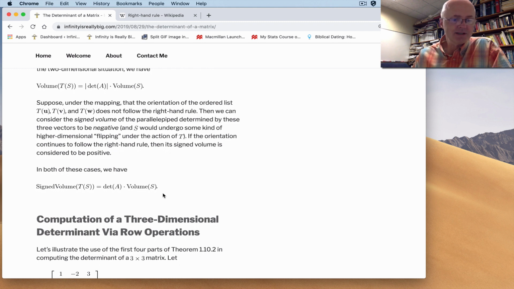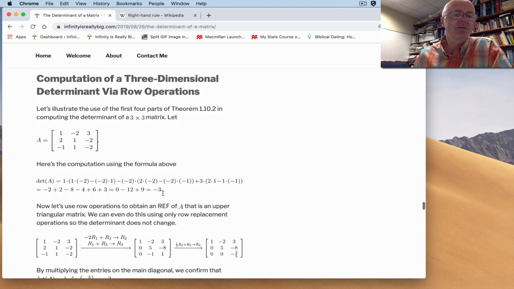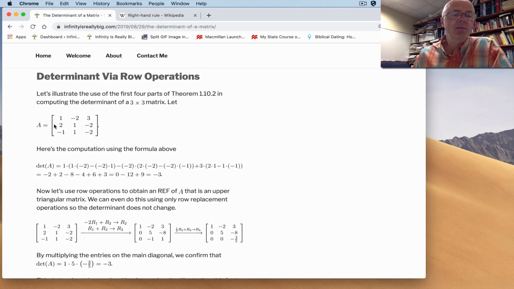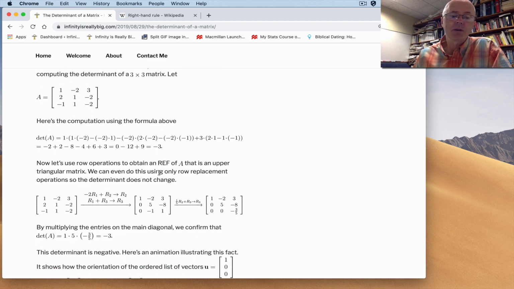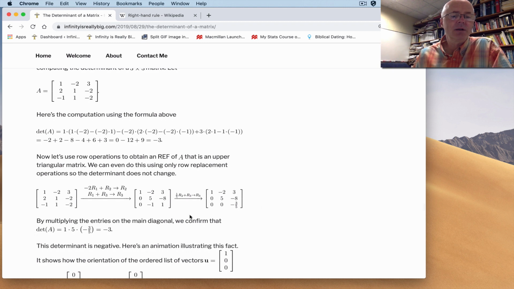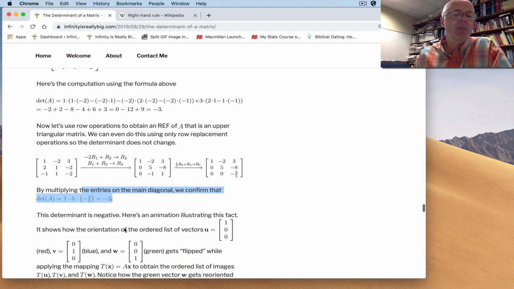I do have a visual for this in this example. I did make a little visual. We can illustrate this for this 3x3 matrix. Its determinant is -3, so somehow under the linear transformation, the sets will undergo some sort of flipping. Here's the row operations to confirm the determinant is also a -3, confirming the theorem in the 3x3 case.